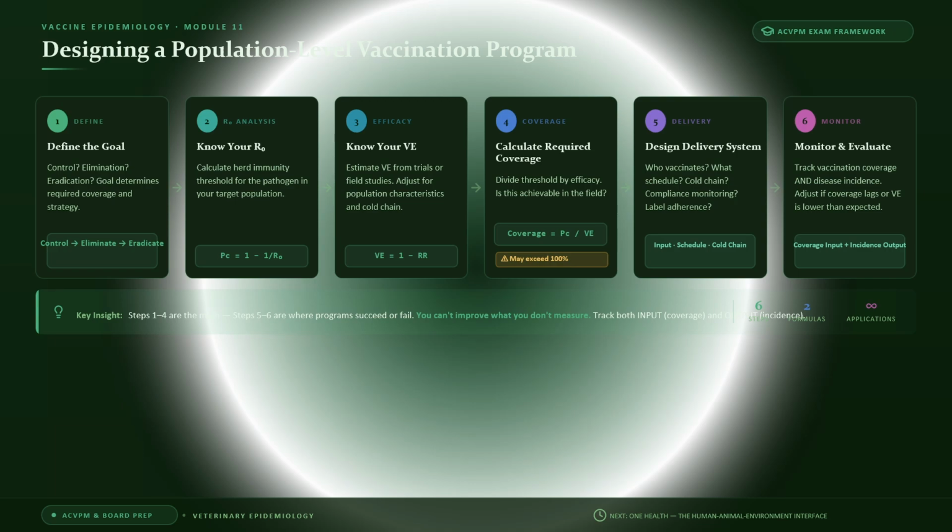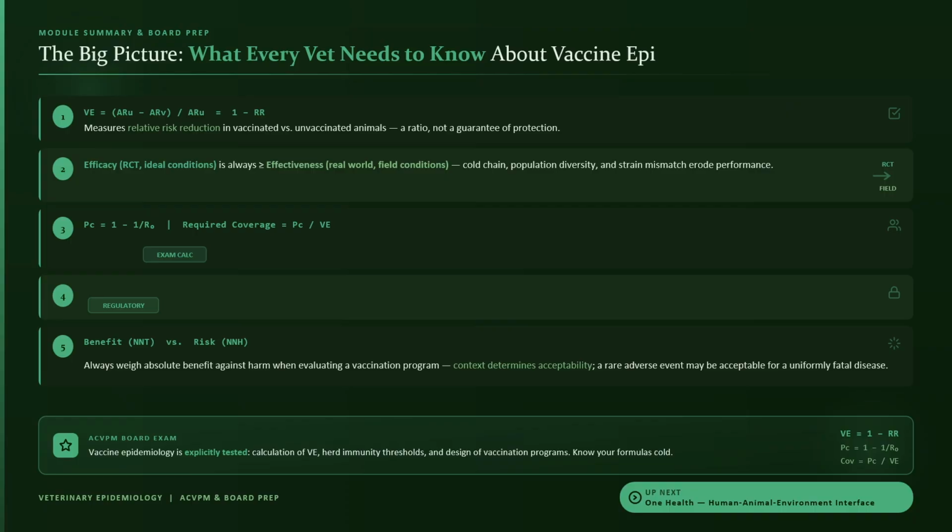Let's pull everything together now with a big picture review and these specific exam callouts you need to have locked in before we move on. We've covered a lot of ground, and every piece of it is both clinically relevant and exam relevant. Let's consolidate the big picture into the 5 things you absolutely need walking out of this module.